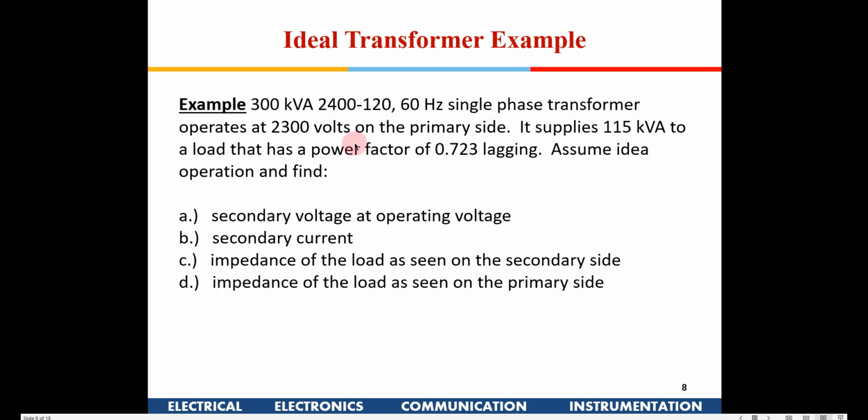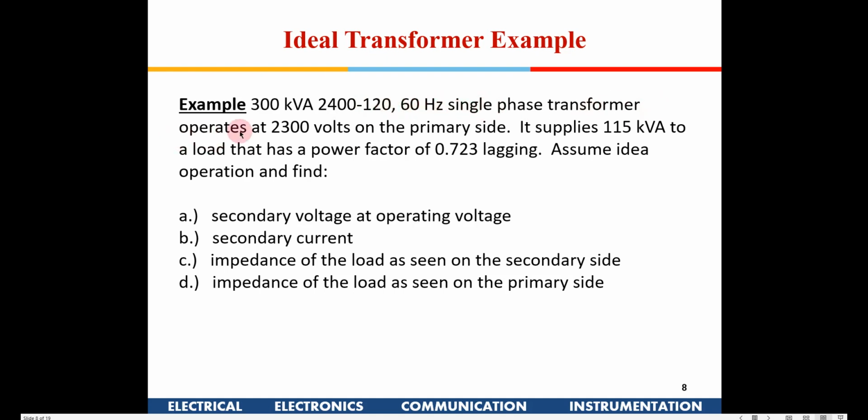So we take an example out here. We have 300 kilovolt ampere. This is the rating of the transformer. That means this is the maximum power of the transformer. 2400-120. That means when you apply 2400 at 60 hertz, you will get 120 at the output. So this is the rating of the transformer.